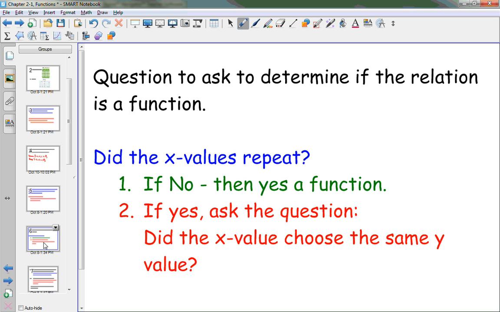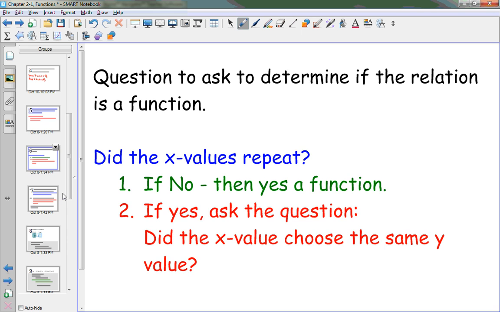Do we understand that? So whenever you ask yourself if the x value repeats, you need to say, okay, did it go to the same y value? If it went to the same y value, then it's still a function. But if it went to a different y value, then that means it chose two things. What would a graph like that look like? It would have another spot. Think of it as data.